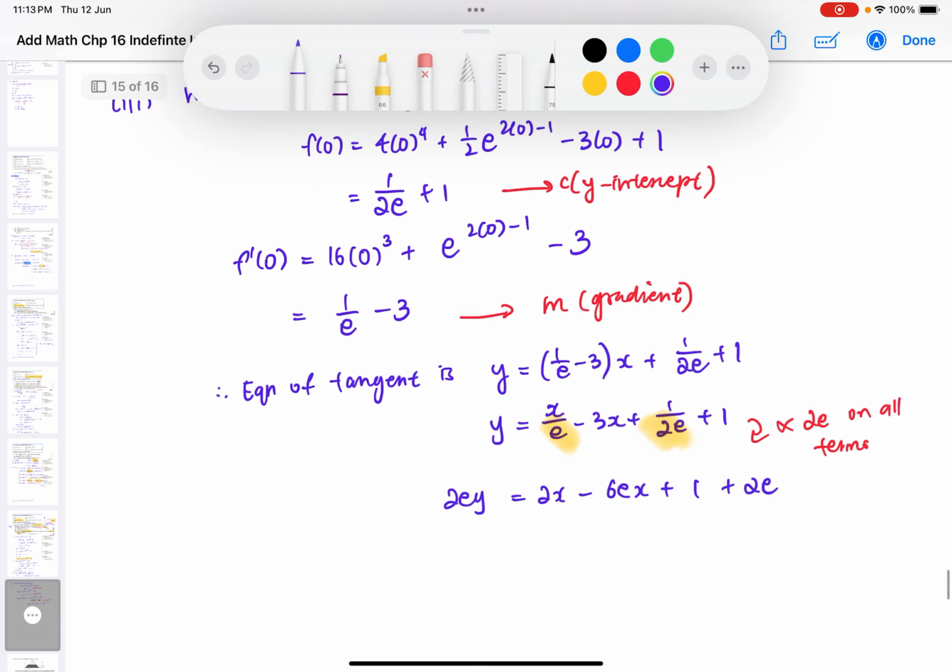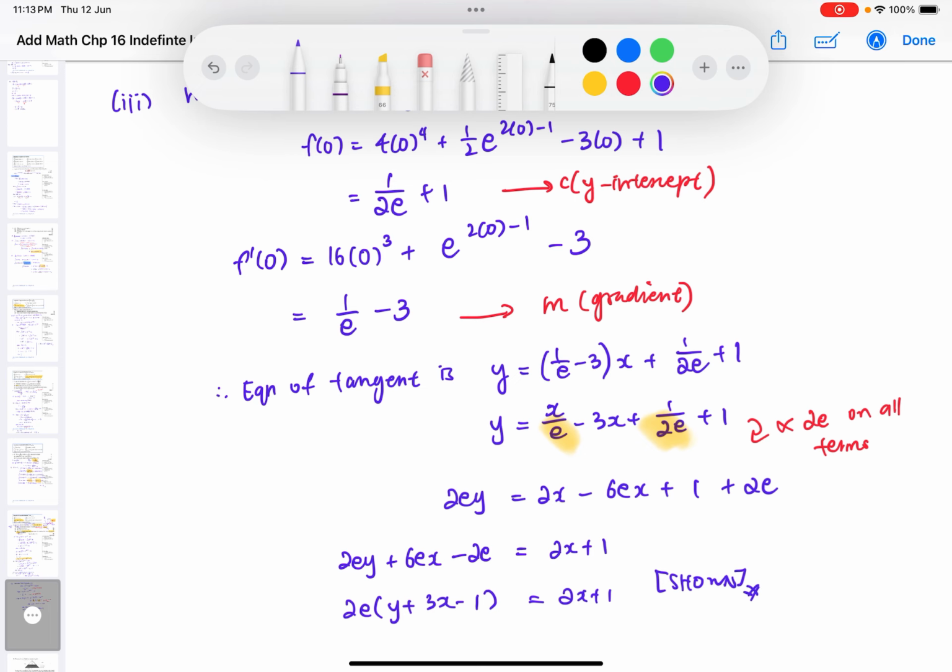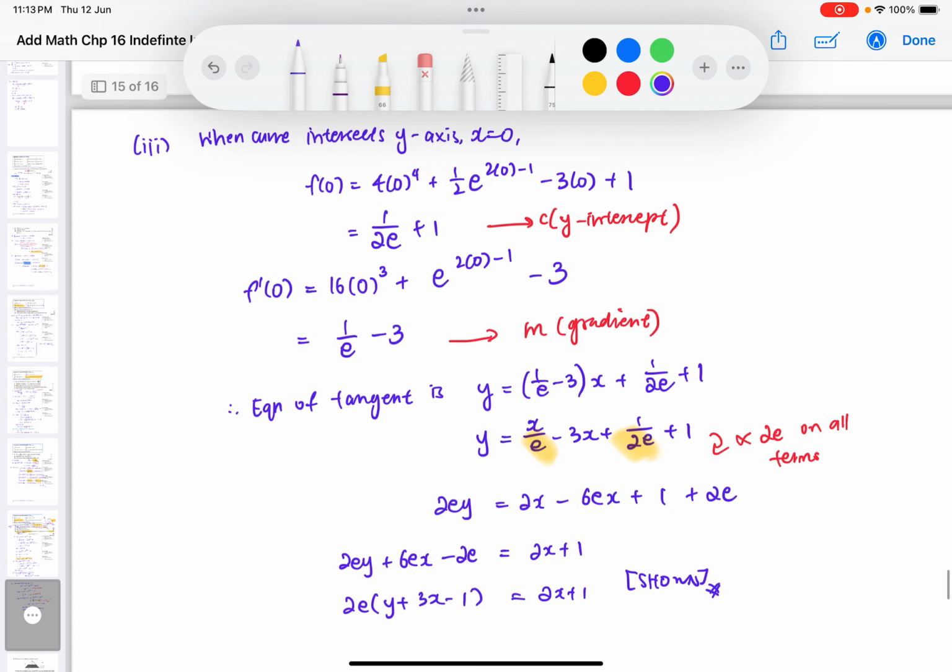Then rearranging all the terms, all the 2e terms they want to collect on the left. So all the exponential terms, I'm going to move to the left side. So this is 2ey plus 6ex minus 2e equals to 2x plus 1. Then I'll factorize out the 2e, which is what the question wants. And this is my answer shown. Right, so that's it for question 10.